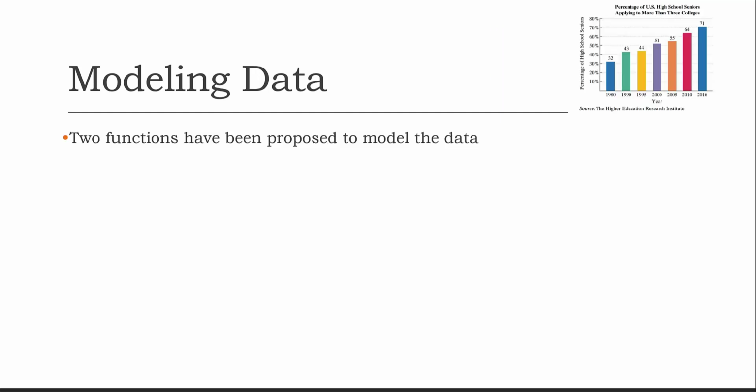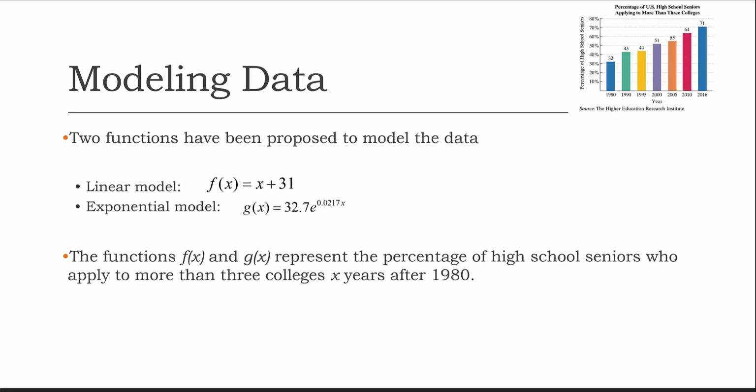Two functions have been proposed to model the data. The first is a linear model, f of x equals x plus 31. And the second model is an exponential model, g of x equals 32.7 times base e raised to the 0.0217 times x.